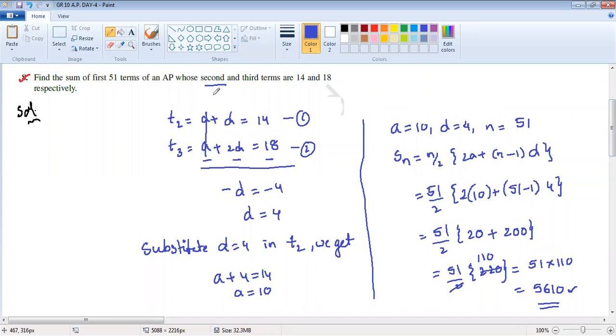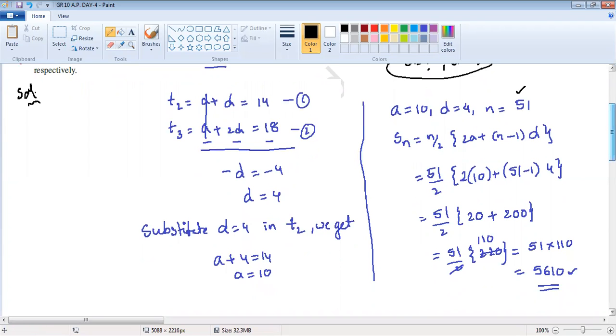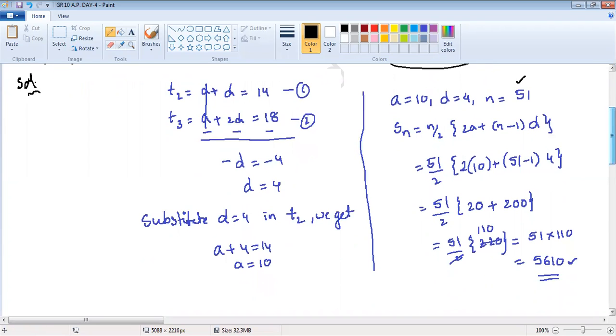Yes, sir. See, what we need to find is the value of A and the value of D. After finding those, based on the N value, we can find the sum of 51 terms. Next one.